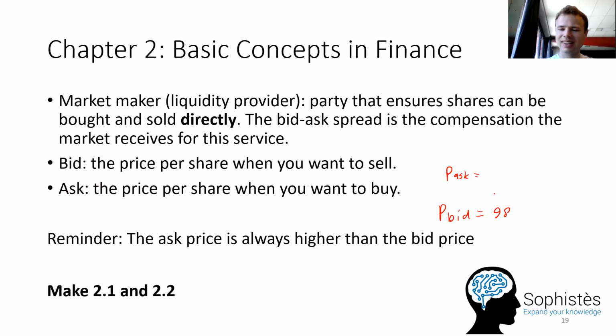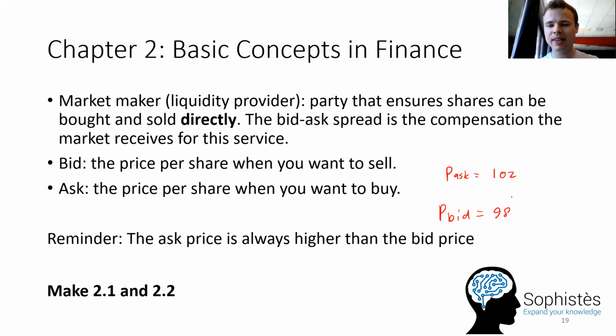Sorry, I don't think I said it correctly, so let me say it over again. The bid price is the price you get when you sell it to the market maker, and that's a very low price, 98. If you want to buy it from the market maker, you have to pay a really high price, for example 102. And the difference between the bid and the ask price is the spread, which will be 4 euro in this case.